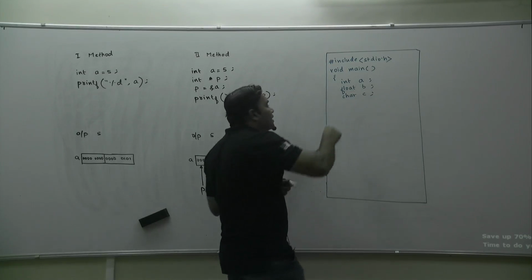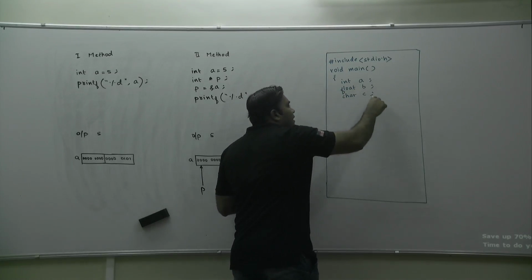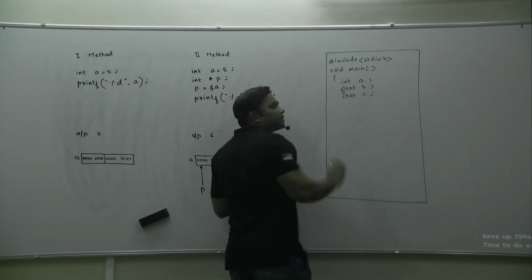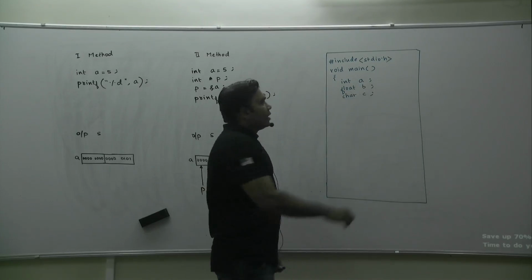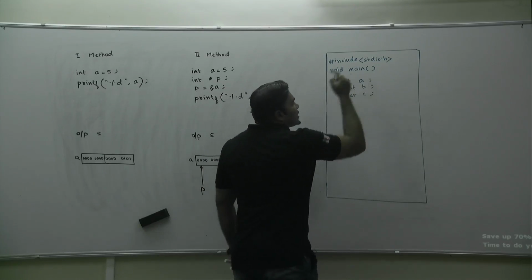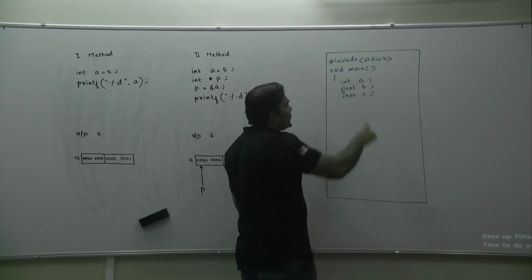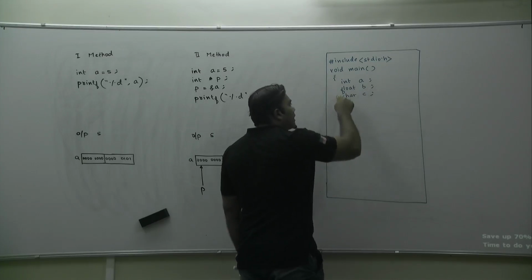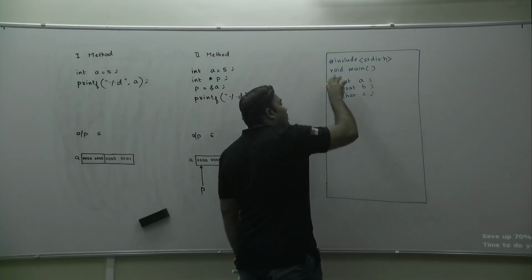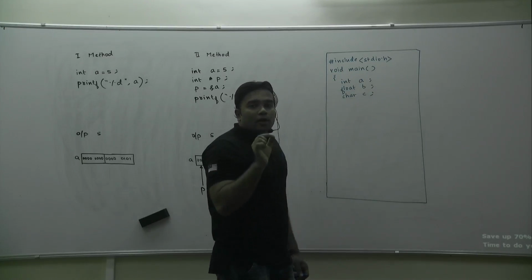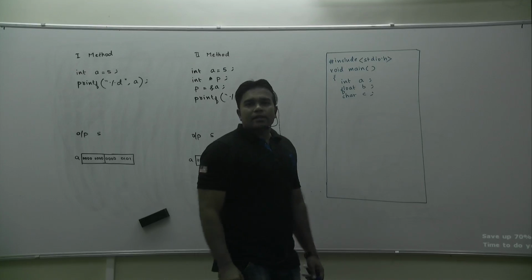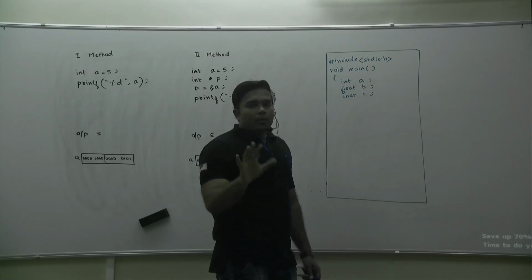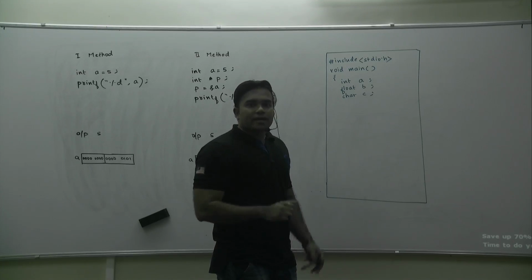Why I call these statements declaration statements is because these statements begin with data types. A statement is something which ends with a semicolon. If you look at this statement, it is beginning with a data type. This is also beginning with a data type. This statement also begins with a data type. Any statement which begins with a data type, we call it a declaration statement. I hope all of you now understood what a declaration statement is.